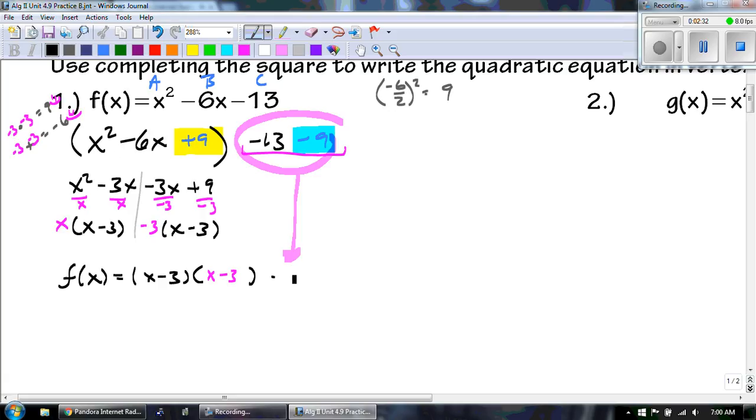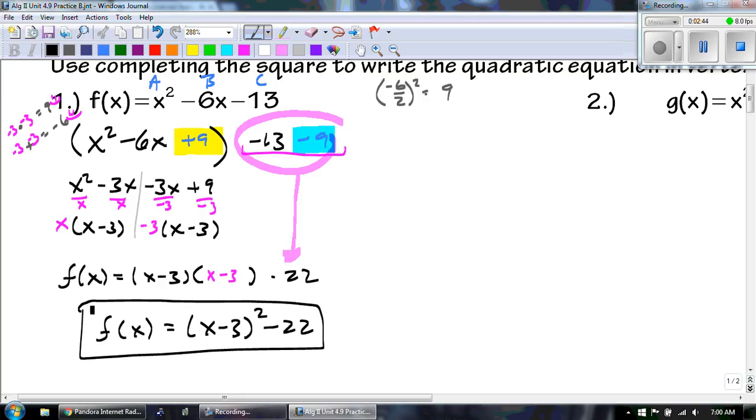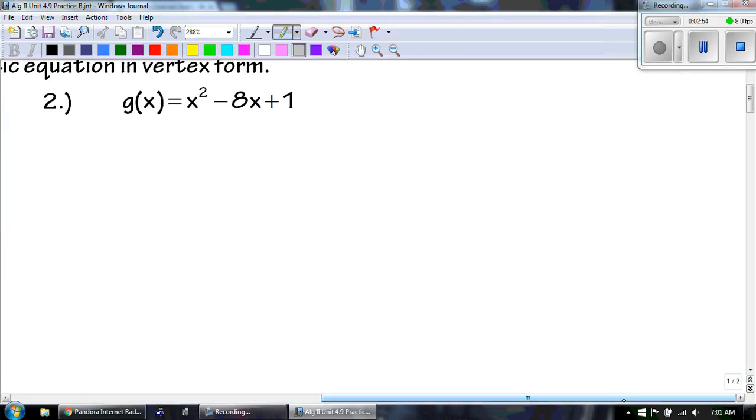negative 22. And then finally, we would write x minus 3 squared minus 22. And there we go. Okay, I'll do one more where I do all the factoring for you, and then you guys are going to be on your own. Okay?